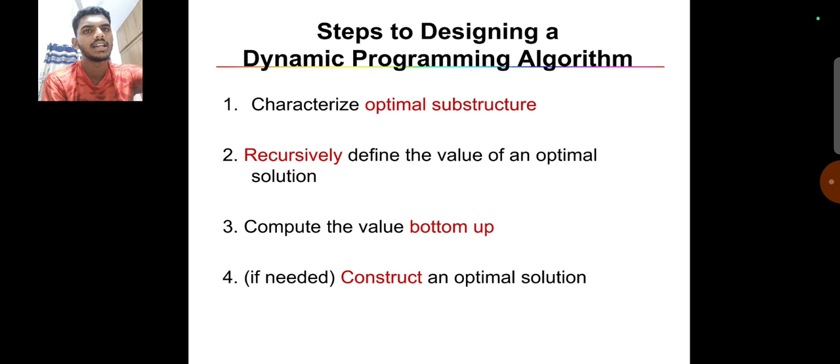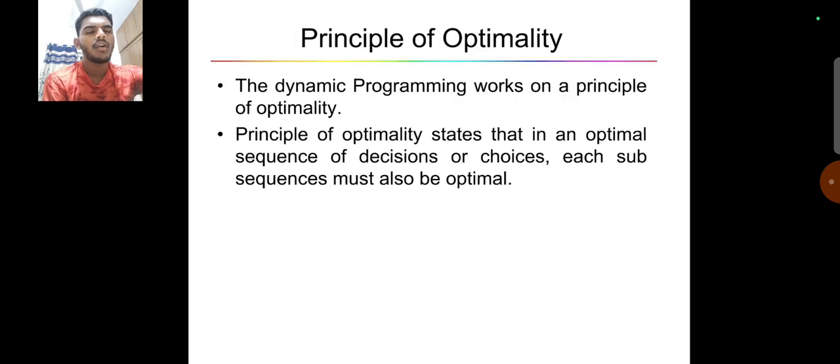Steps to designing a dynamic programming algorithm. Characterize optimal substructure. Recursively define the value of an optimal solution. Compute the value bottom up. Construct an optimal solution.